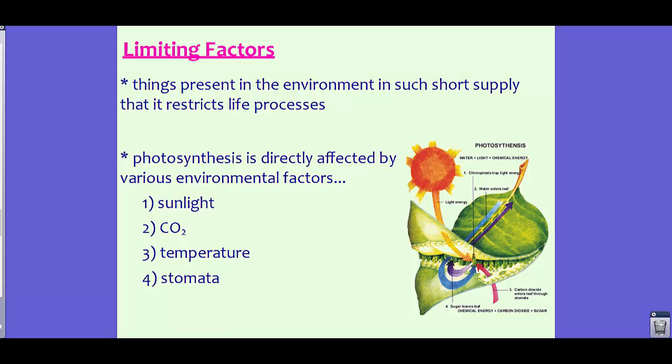The waste products of photosynthesis cannot be released. If the stomata are completely open, it might release too much water. Water is one of those factors that a plant needs to survive, so that's going to be a limiting factor. So the stomata are also a limiting factor. Any of these four here, sunlight, carbon dioxide, temperature, and stomata, are all limiting factors to photosynthesis.